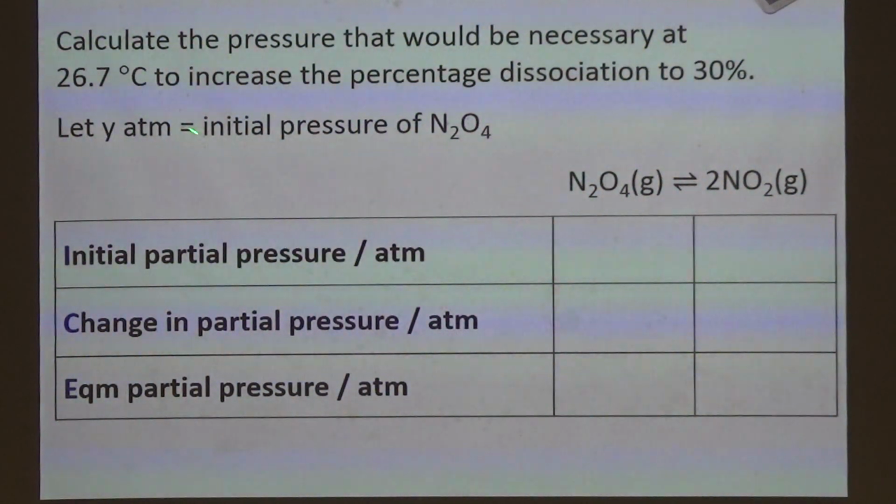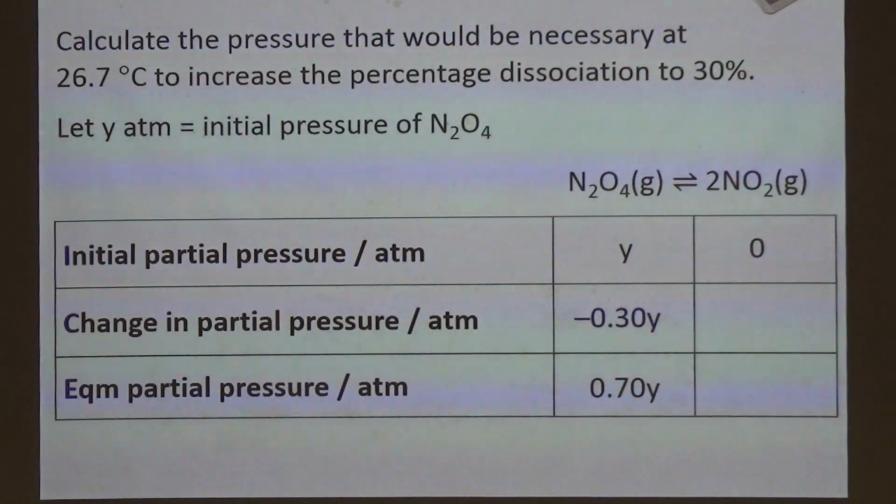Right? So now you need to let the initial pressure of N2O4 be something else. Let it be y. In this case you want only 30% to dissociate. So now your change will be minus 0.30y. You will get 0.70y over here. You will fill in everything else. This will be plus 0.60y because the mole ratio is 1:2. So you get 0.60y here. Substitute into your Kp expression, which has the same value.